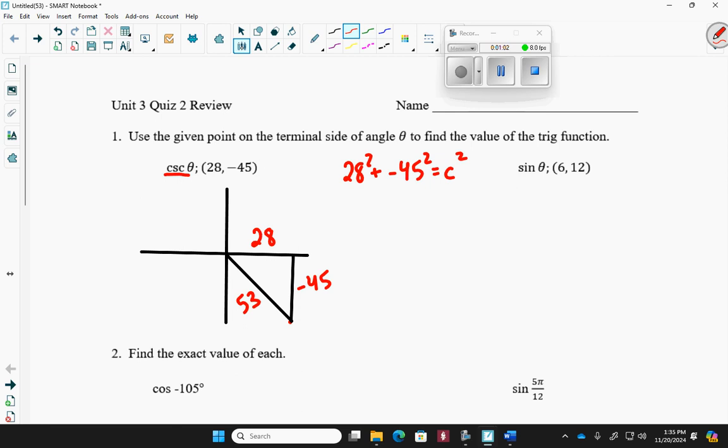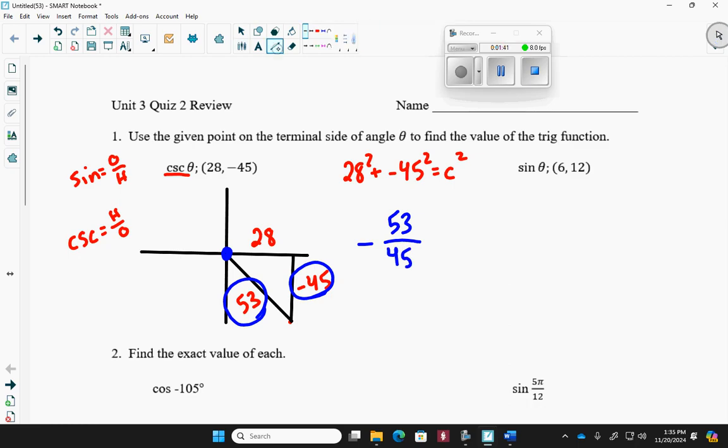So now that we have all three sides drawn, it's time to actually solve, which is the cosecant. Now remember, the cosecant is the reciprocal of sine. Sine is opposite over hypotenuse. However, cosecant would be the hypotenuse over the opposite. The hypotenuse is always the diagonal here, and for the opposite, remember the origin is your point of reference, so the opposite is going to be negative 45. So that means our final answer is going to be negative 53 over 45. Pretty simple.